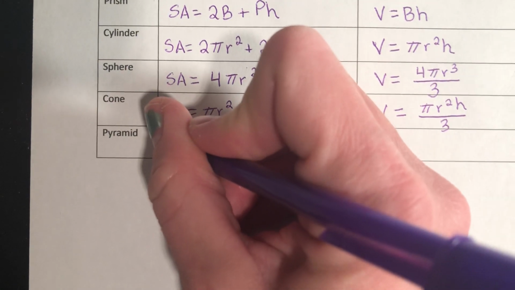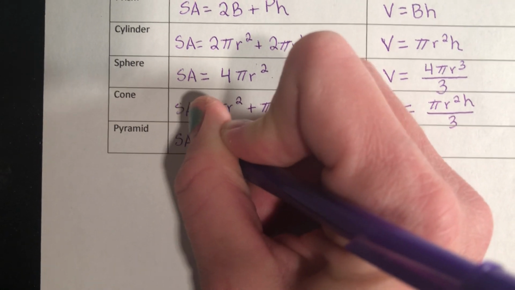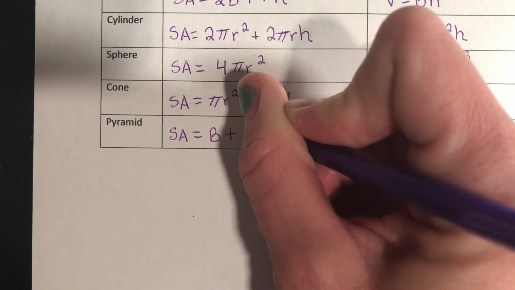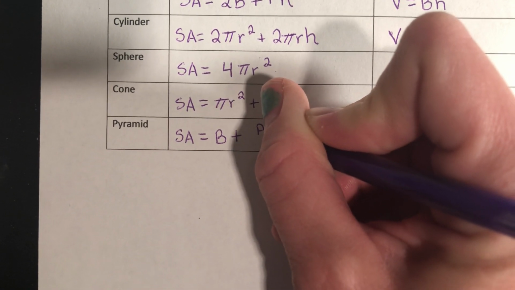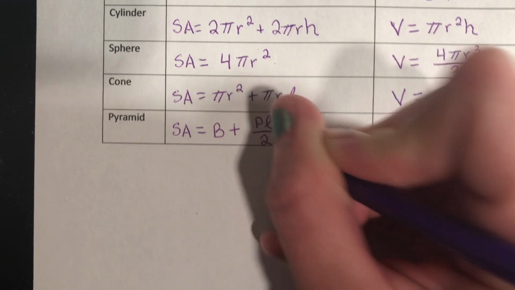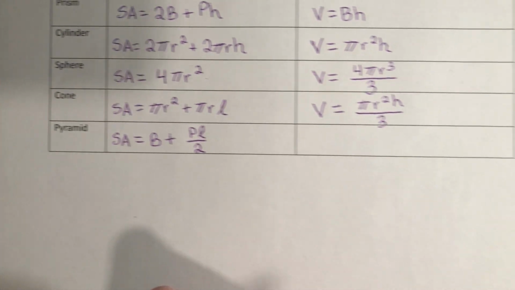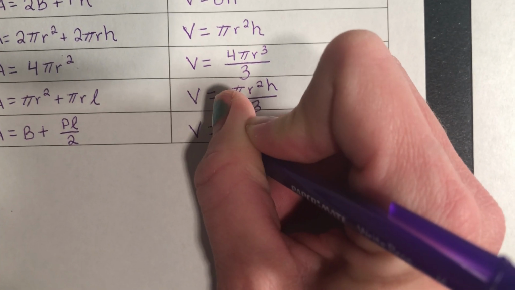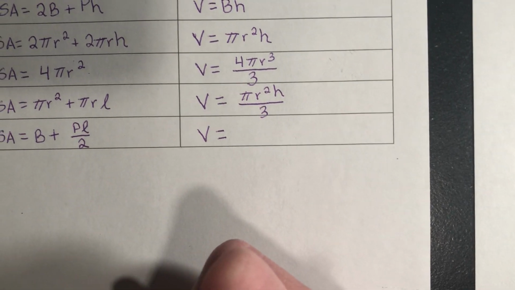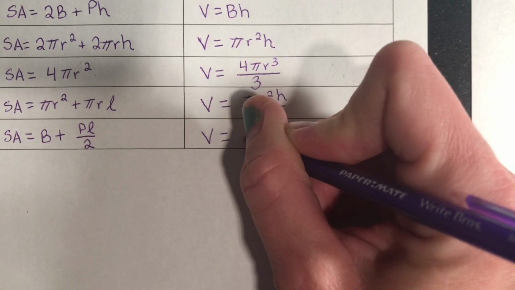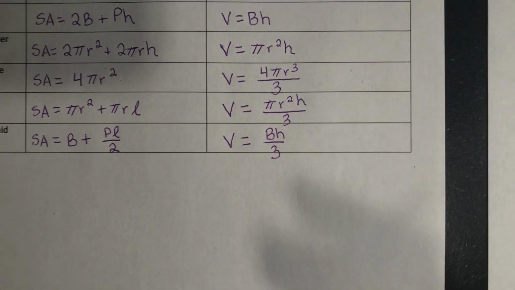Lastly, for our pyramid, surface area for a pyramid is going to equal the area of the base plus the perimeter of the base multiplied by the slant height divided by 2. Volume is going to equal the area of the base multiplied by the height divided by 3.